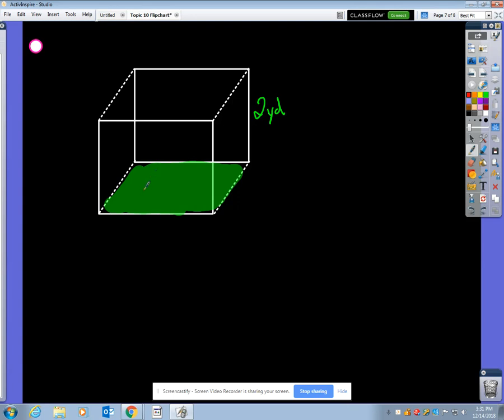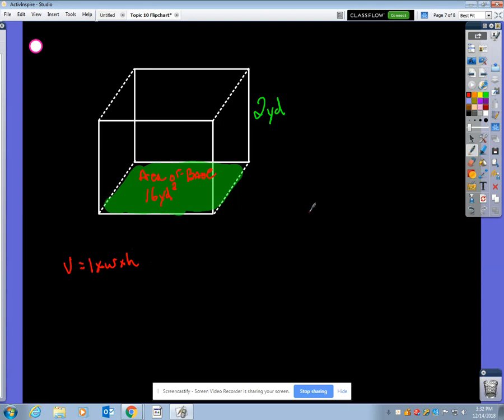And let's say I know the area of the base, so I'll actually write that down here, area of the base. And let's say the area of the base here might be 16 yards squared, 16 square yards. So that means whatever the length is and whatever the width is, I've multiplied those two to get the area of 16 square yards.